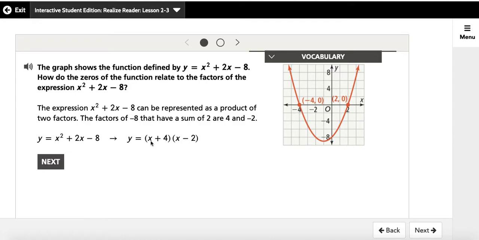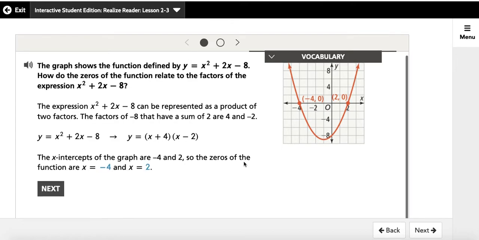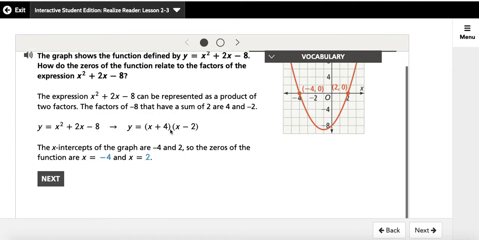If x is negative 4, this is going to come out to 0. If x is positive 2, this is going to come out to 0. And that's what they describe here, that they're related. If you have the quadratic factored, these will tell you what the zeros are. If you set that equal to 0, you can subtract 4 from both sides and get x equals negative 4. Or in this case, you would add 2 to both sides and get x equals 2.